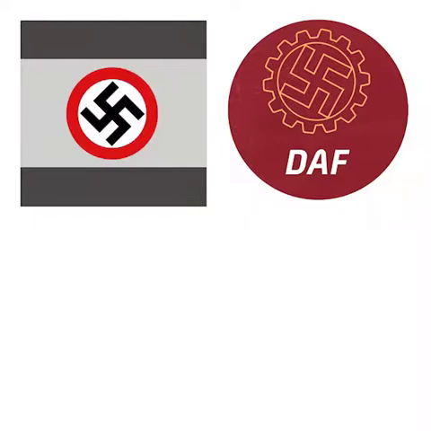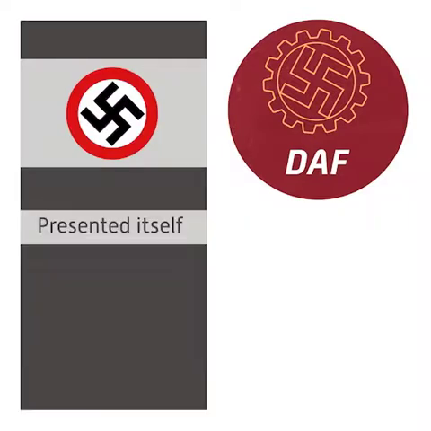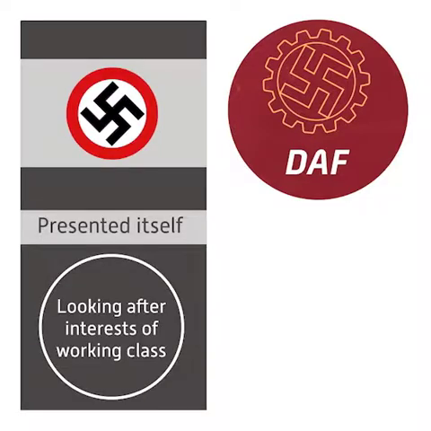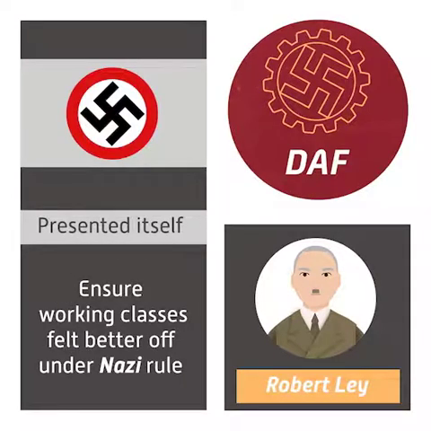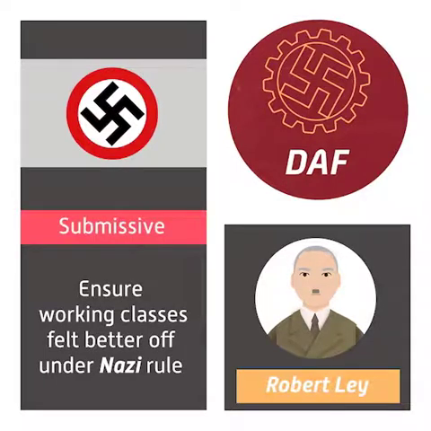The DAF was a Nazi-run organization and presented itself as looking after the interests of the working class. Robert Ley was appointed as its leader. The main aim of the German Labour Front was to ensure the working classes felt better off under Nazi rule and were therefore submissive to its requests.